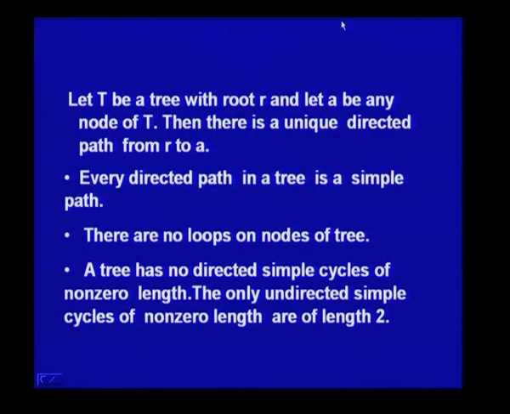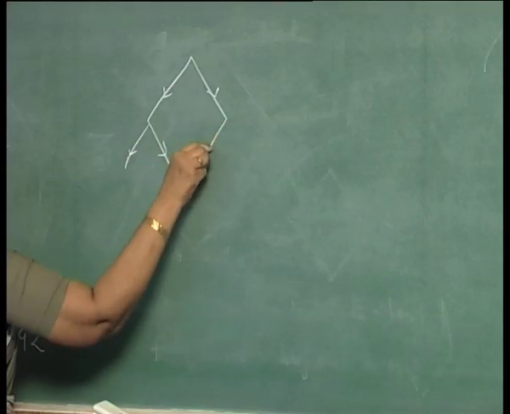Now, you will see these points very clearly. Every directed path in a tree is a simple path, because no node will be repeated. There are no loops on the nodes, there are no self loops, and a tree has no directed simple cycles of non-zero length.